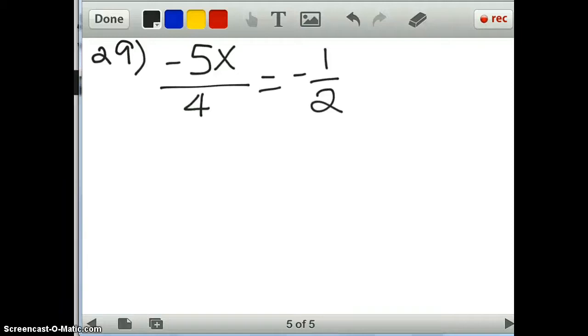All right, so this question says negative 5/4 times x equals negative 1/2. This one, there's a couple of ways you could do it. You could get rid of those on the denominator, or you could just say, hey, there's the fraction, it's just 5/4. So put your hands out in front of you, and how do you undo negative 5/4? Got it.